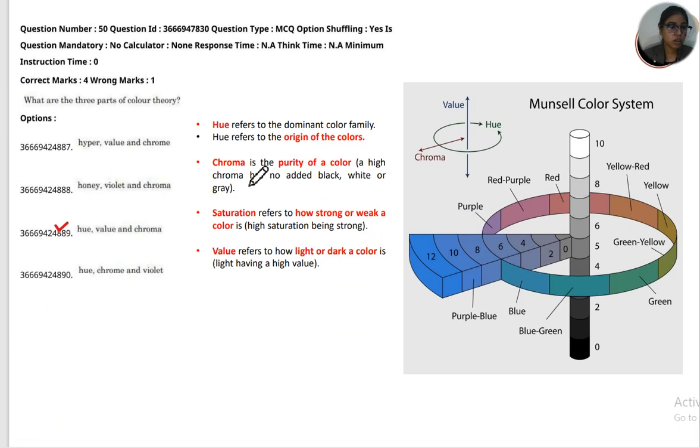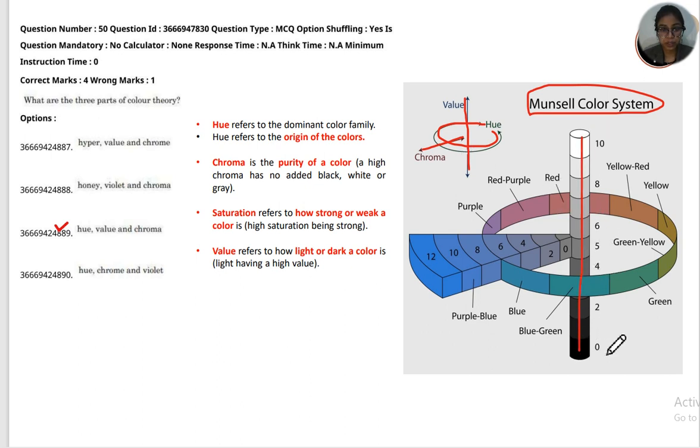Next question is, what are the three parts of color theory? In color theory, you have three parts: hue, value and chroma. See, this is your Munsell color system, in which on the vertical axis he has placed the value. On the periphery he has placed hue, and radially he has placed your chroma. So this is your value.